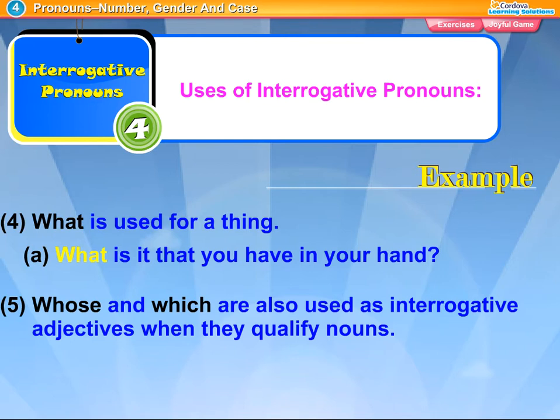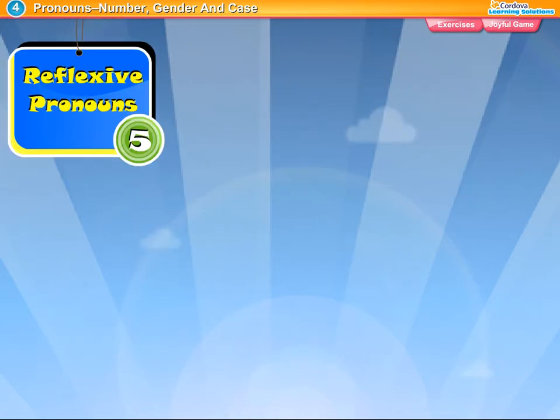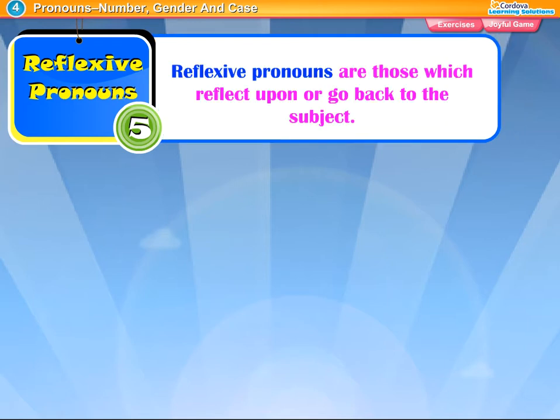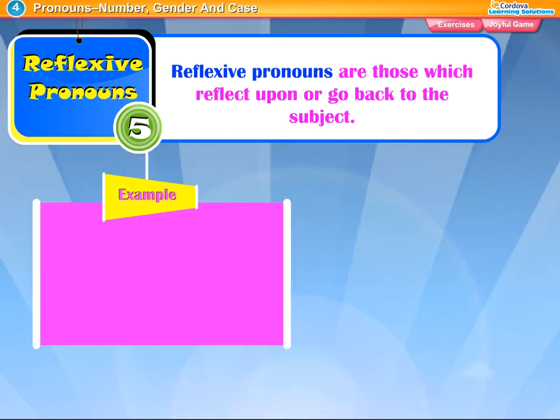Whose and which are also used as interrogative adjectives when they qualify nouns. Examples: whose book, which pen, interrogative adjectives. Reflexive pronouns. Reflexive pronouns are those which reflect upon or go back to the subject. Examples: He hurt himself accidentally. They will inform you themselves.